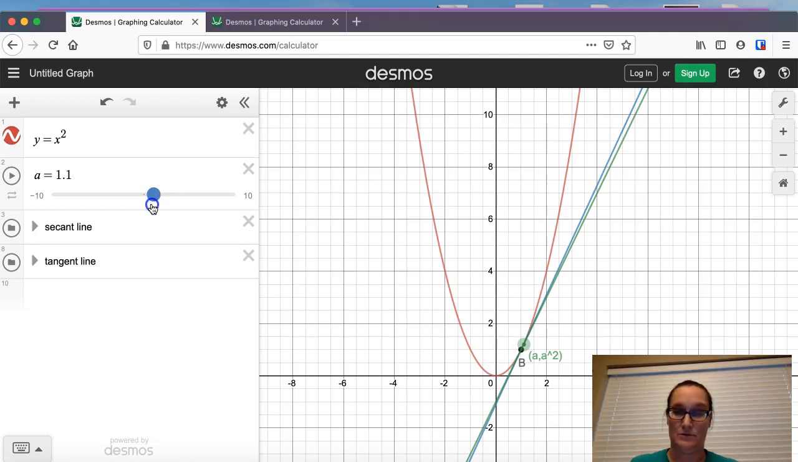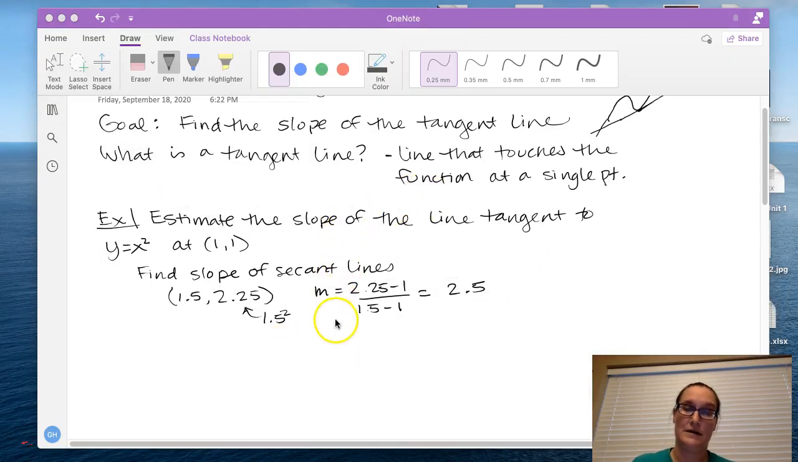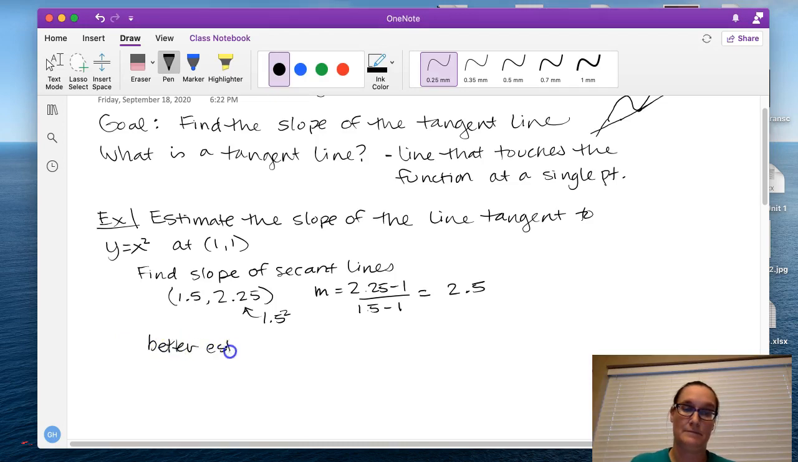It's impossible to find the slope with just 1 point. But if we make A be super close, I can only get it on the slider to within 0.1. I could type in a value for A and show you that. But anyway, you can see the slope of that blue line gets really close to the slope of that green line. So how we can make our estimate better is by picking a point closer to 1.